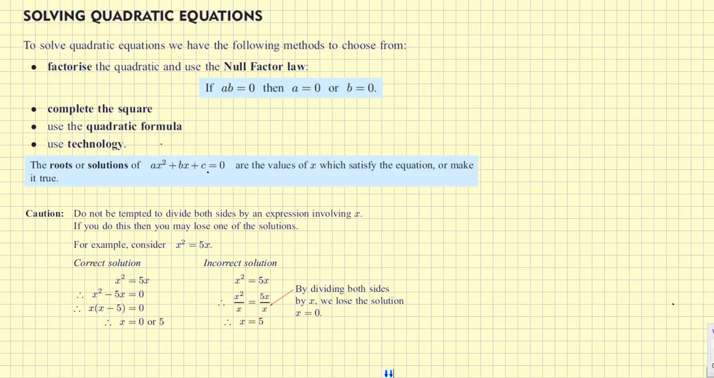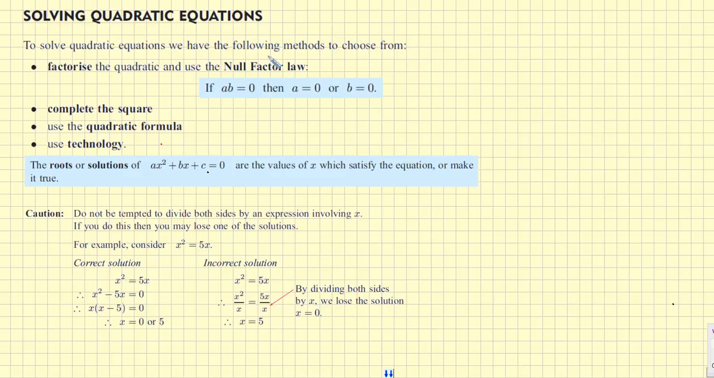Okay, but there are at least three other techniques or methods that we could use to solve quadratic equations. And one of those is completing the square, which we will be doing in the next couple of days, using the quadratic formula, which we have already touched upon, and just by using our calculators or technology.